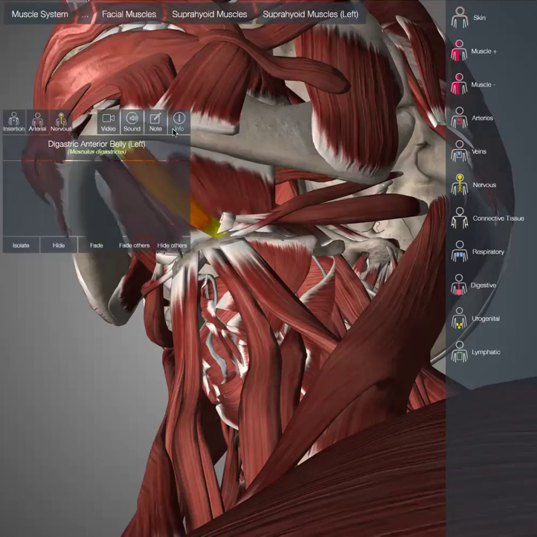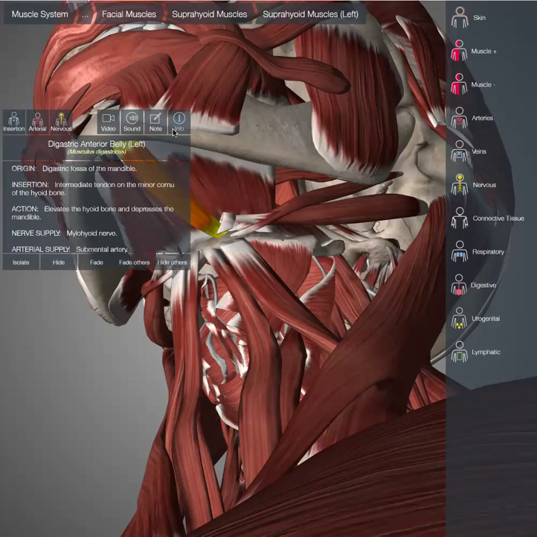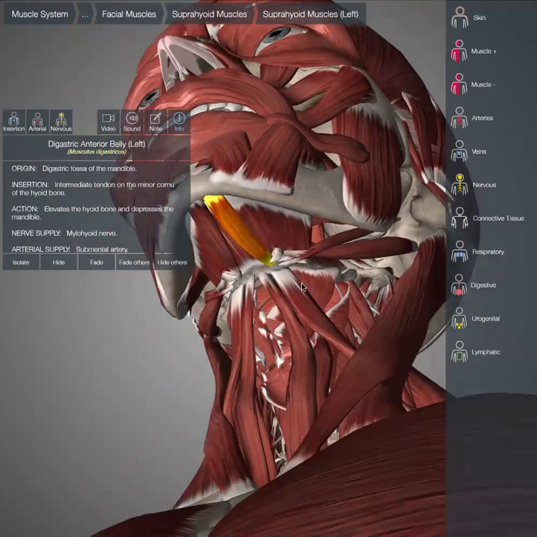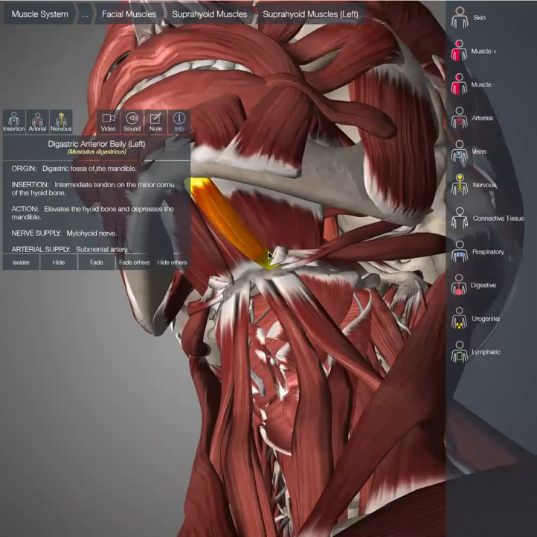The action of the anterior belly: it elevates the hyoid bone and it depresses the mandible. Nerve supply, weirdly here, it's the mylohyoid nerve. It comes from the inferior alveolar. The mylohyoid comes from the inferior alveolar. The inferior alveolar comes from the posterior division of the mandibular nerve. The mandibular nerve comes from the trigeminal nerve.